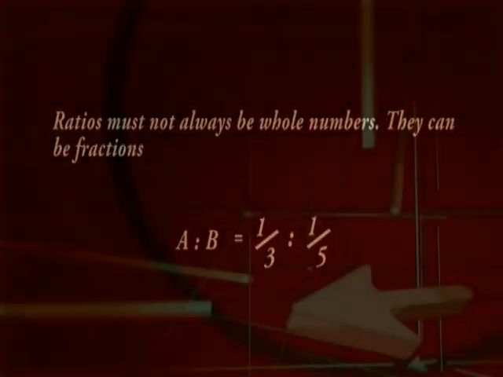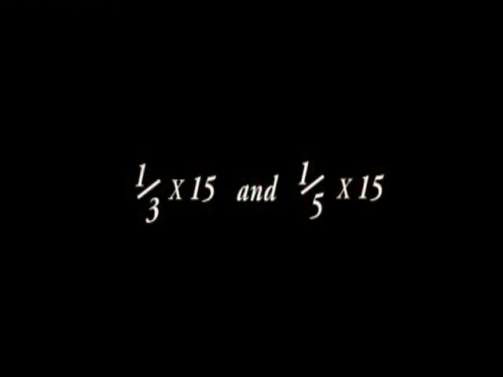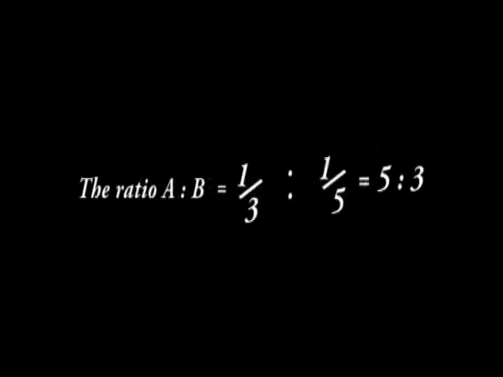However, it is always safer and easier to work with whole numbers. To convert fraction ratios into whole numbers, we multiply them with the LCM of their denominators. That is, a third times 15 and a fifth times 15, so that the ratio becomes 5 to 3. The ratio A to B is equal to a third to a fifth, which is equal to 5 to 3.